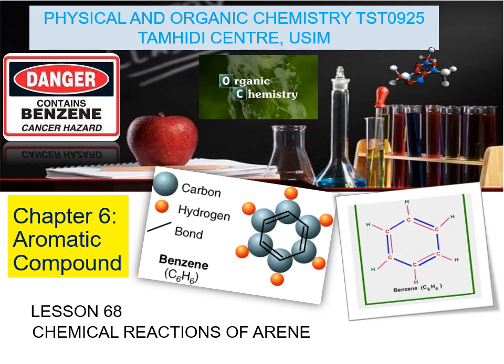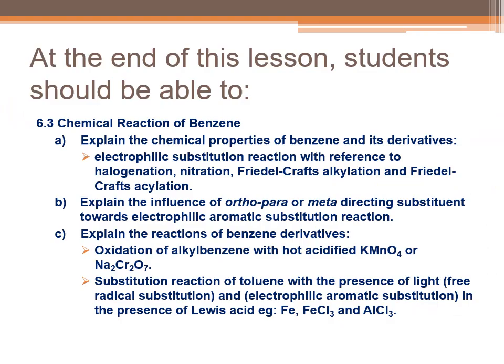Today we are going to continue chapter 6, Aromatic Compound, by learning lesson 68, Chemical Reactions of Arene. We should be able to explain the chemical properties of benzene and its derivatives of electrophilic substitution reaction mechanism with reference to halogenation, nitration, Friedel-Crafts alkylation, and acylation. We need to be able to explain the influence of ortho-para or meta-directing substituent towards this reaction.